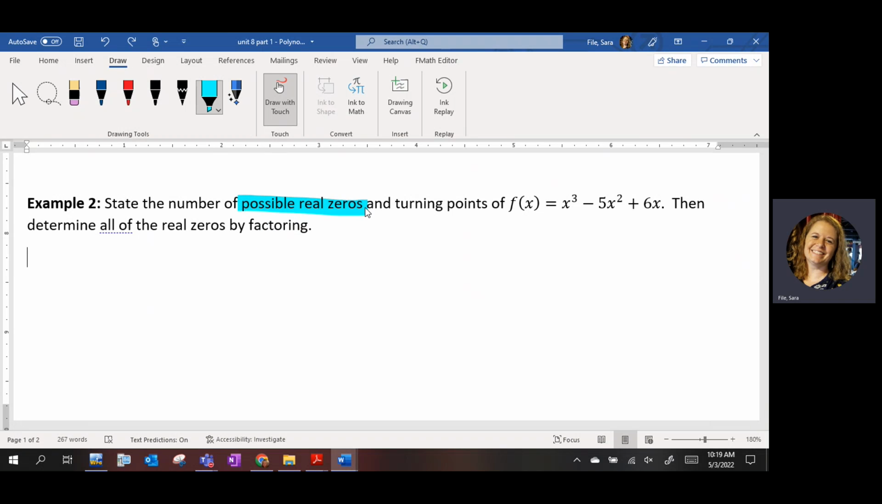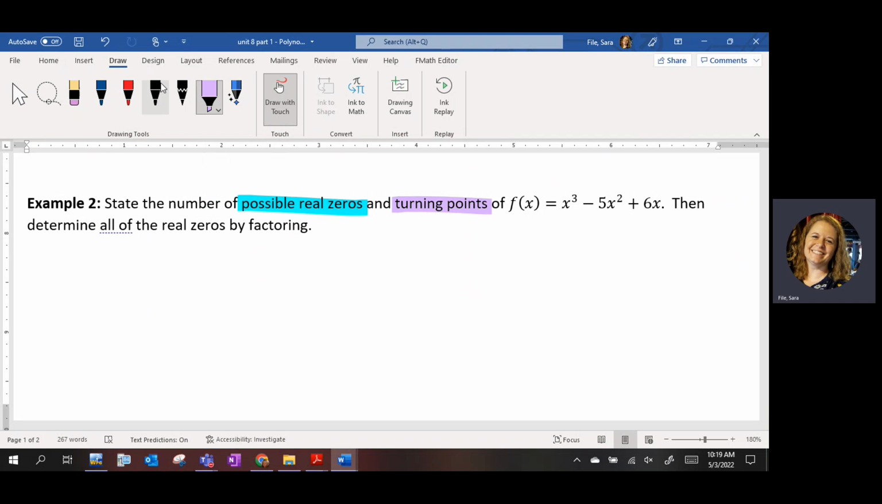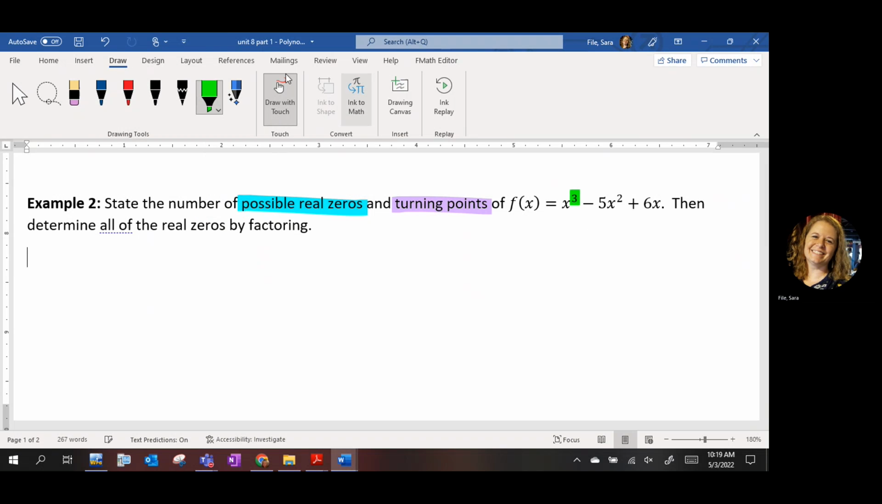Okay, so how many possible real zeros and how many possible turning points? What is the n value here? N is 3. So that means that there are 3 possible real zeros and 2 possible turning points for this polynomial function. Now they want us to determine all of those real zeros by factoring.